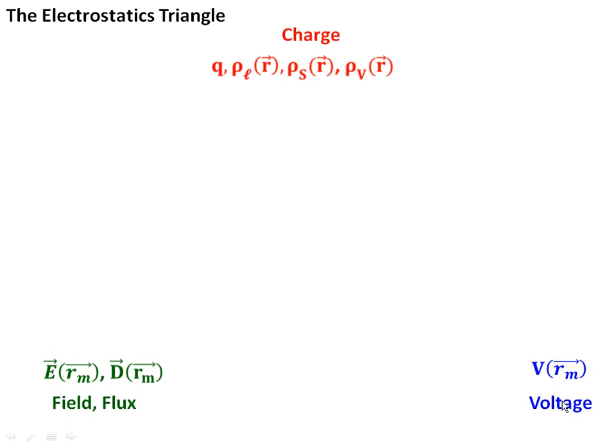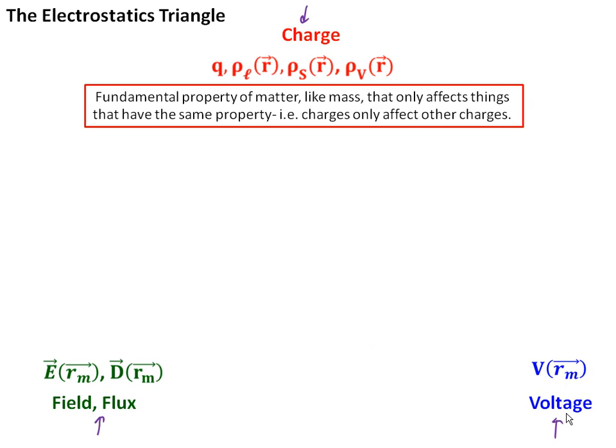So far we've defined three different ways we talk about electricity: the charge, the vector field of electric field or flux, and the scalar field of potential or voltage. Now the charge, you remember, is a fundamental property of matter, kind of like mass. Things have mass or they don't have mass, and just like things that have mass exert gravitational fields that pull on other masses, charges only affect things that have charge. So charge doesn't affect stuff that isn't charged.